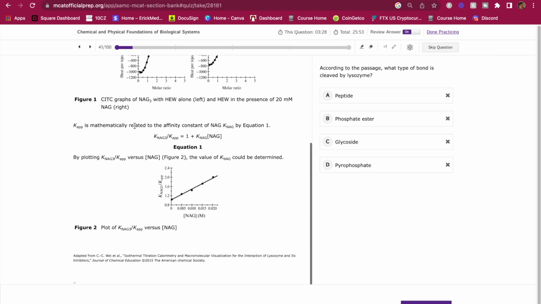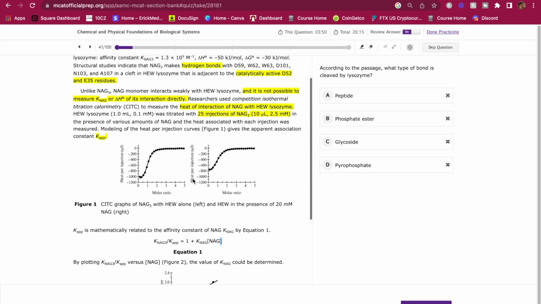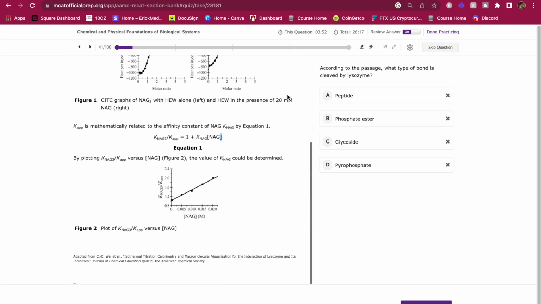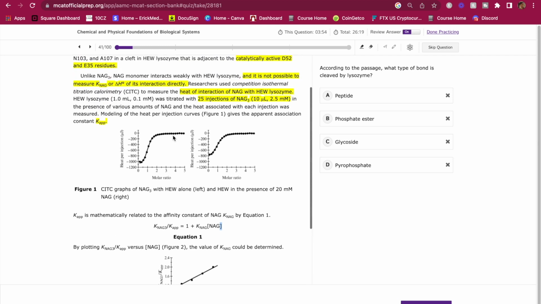KAPP is mathematically related to the affinity constant of NAG, KNAG, by equation 1. So this is the equation. By plotting KNAG3 over KAPP versus NAG, the value of KNAG could be determined. Easy. We only look at the figure and equations when the question asks for it.